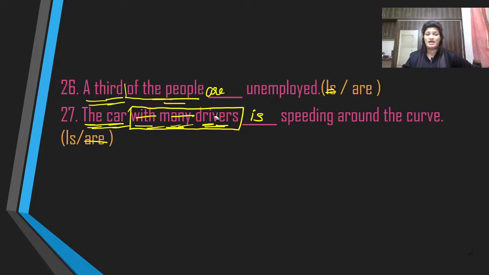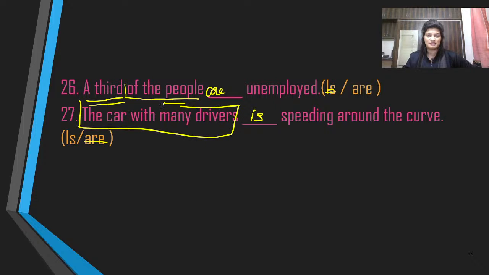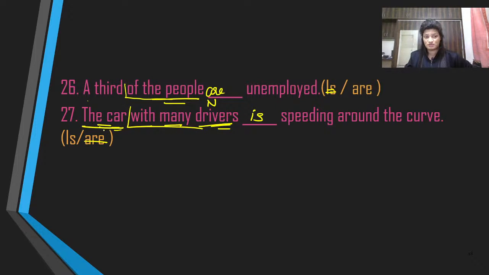When you have a prepositional phrase, here this is our subject phrase: the car with many drivers. Over here, this is our prepositional phrase. The car is one noun, and drivers is another noun. So it's easy to get confused because one is plural and the other is singular. But here you have to ignore the prepositional phrase and only take the singular noun into consideration.